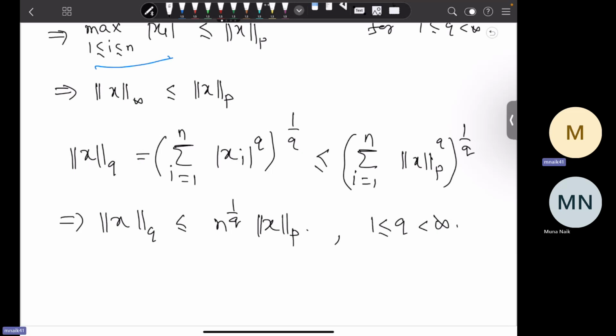So now call this A and call this B. This happens for 1 less than or equal to q less than infinity, but for q equal to infinity, B boils down to A. So from A and B, what do we get?